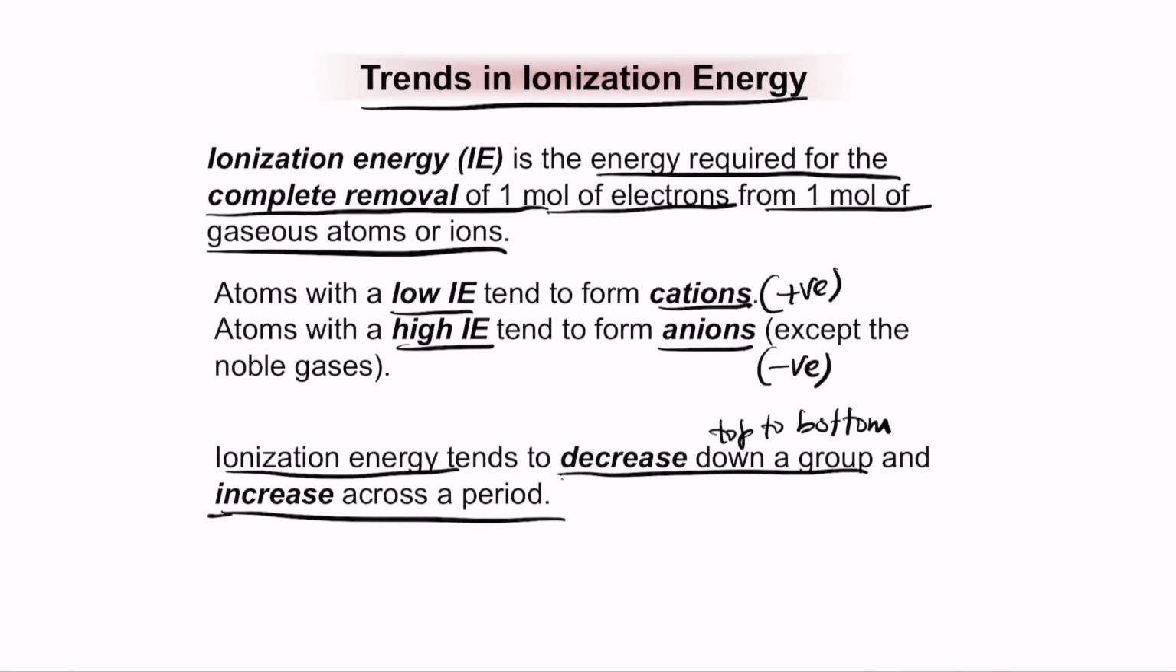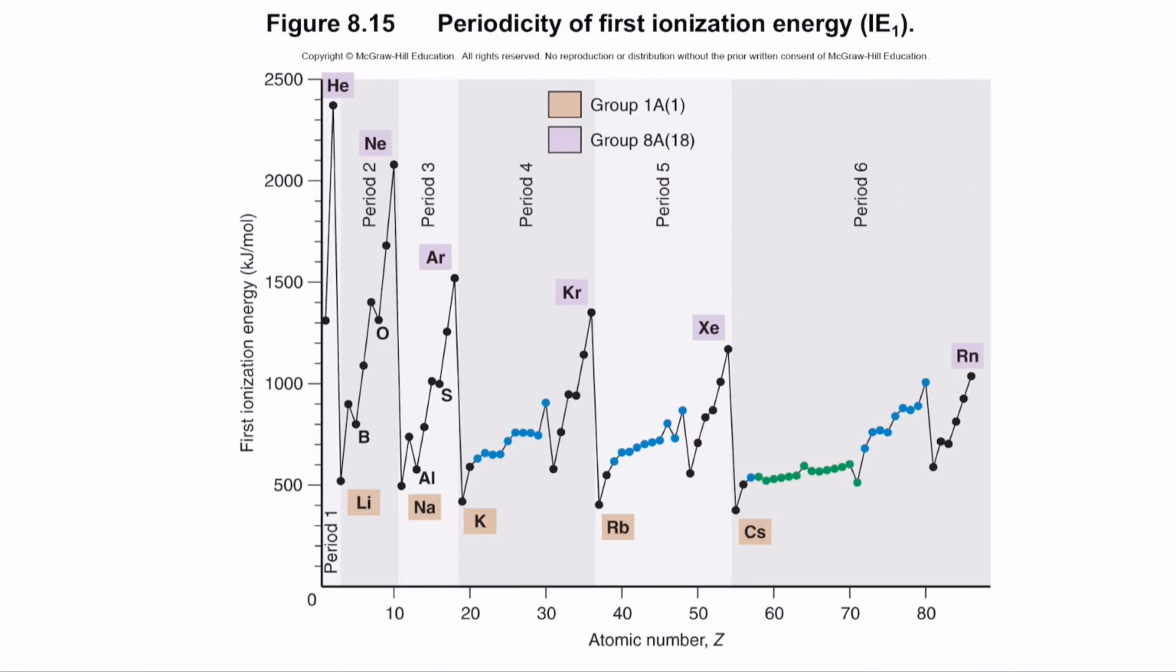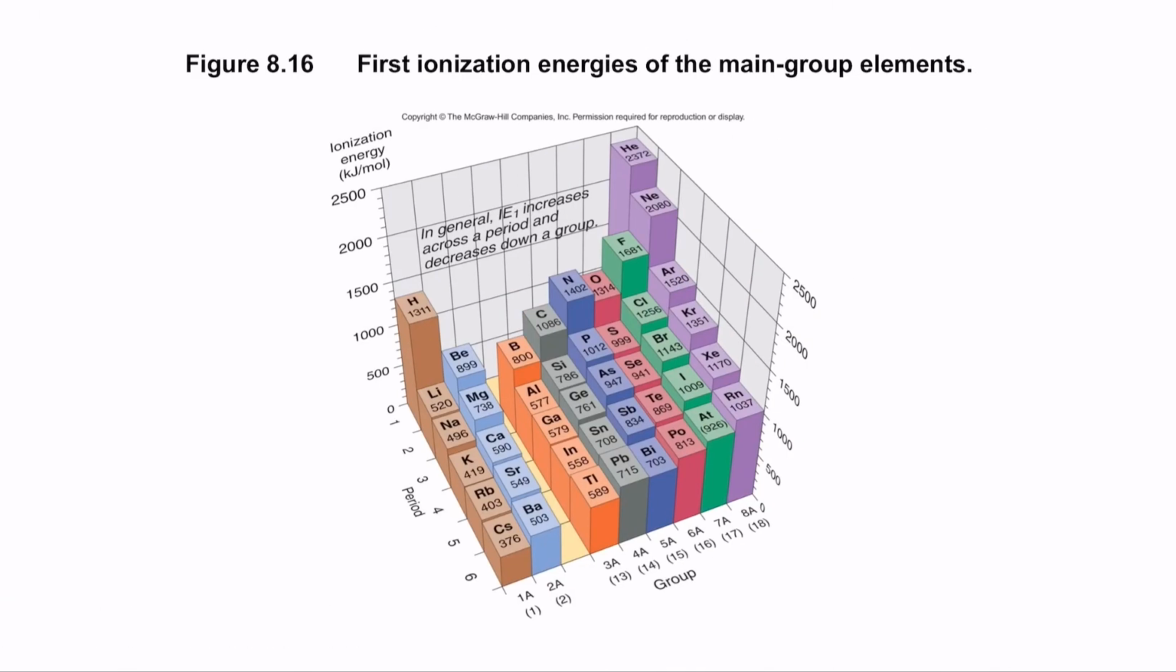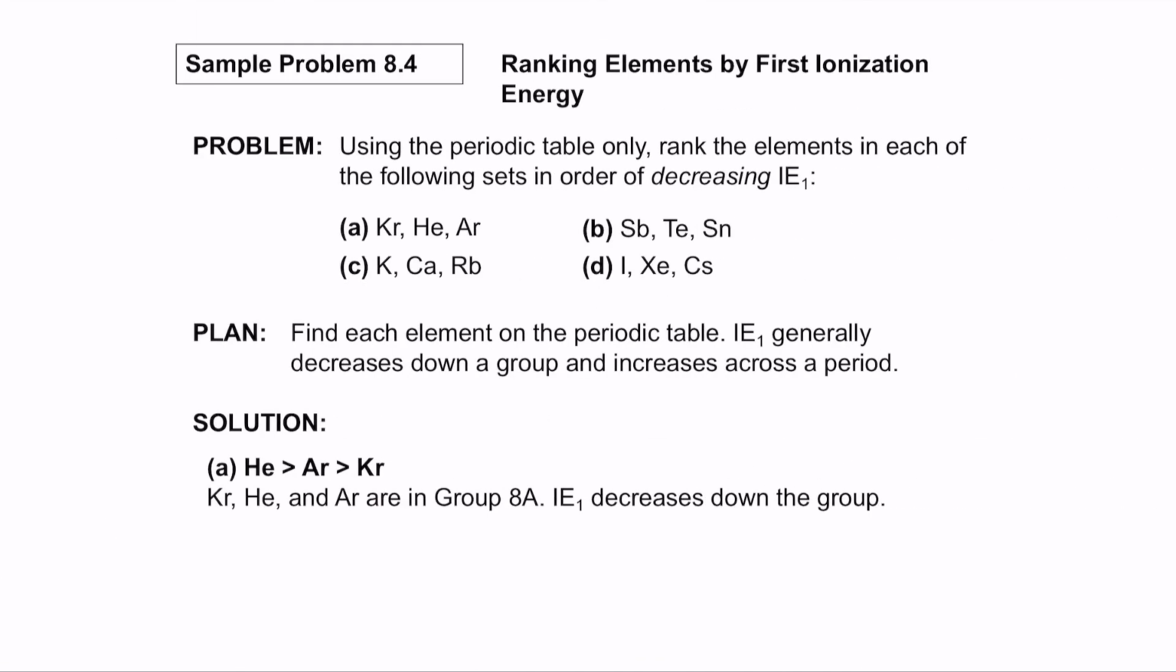And it increases across a period. So from left to right it increases. The reason mainly is because the atomic size becomes smaller. As the atomic size is smaller, there is more effective nuclear charge. The more the nuclear charge, the harder it is to remove the electron. So as you go down the group here, it starts decreasing, but across a period, here it actually increases.